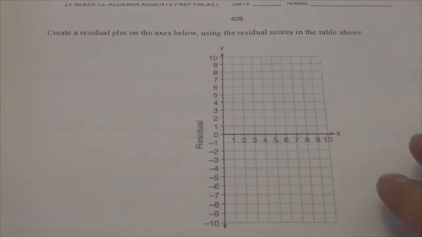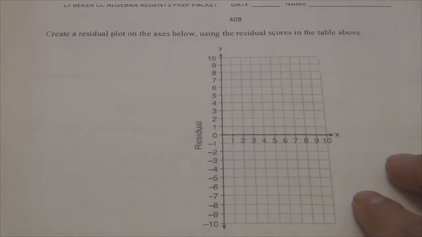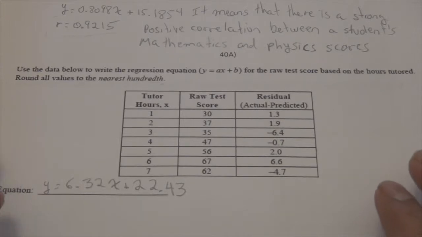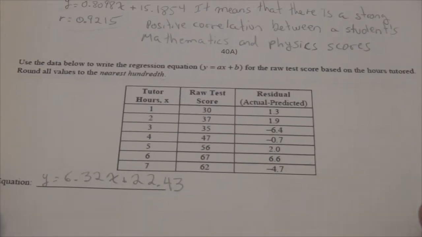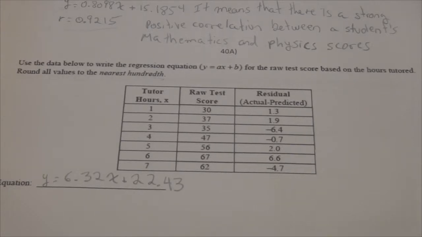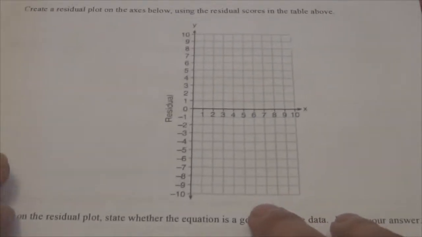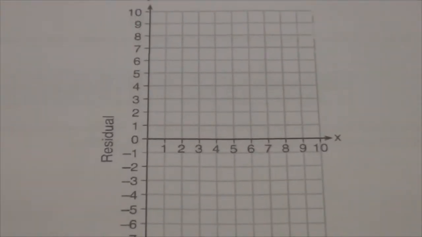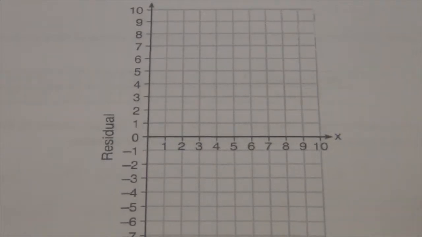All right, so what it says, create a residual plot on the axis below using the residual scores in the table. Sure, why not? All right, let's take a look at the test scores. Okay, I'm sorry, at the table. So we got it right there. Take a look at it, write it down so you don't be missing it. And now let's move on. Okay, so let's see how I do this. Okay, this should be enough.